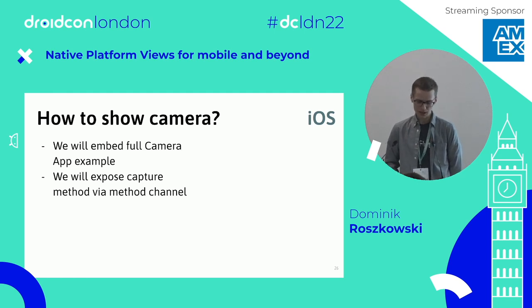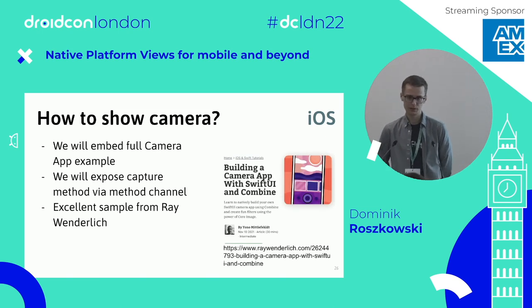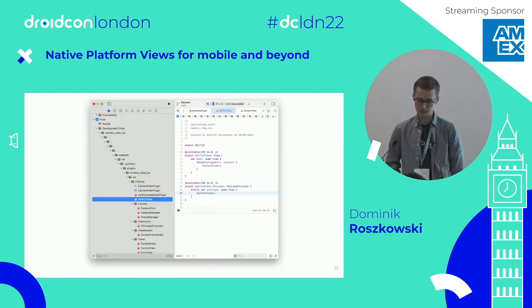And we will expose some methods for the method channel so that we will be able to control, take a picture and switch the camera from the Flutter side. And we will use a sample app that uses a SwiftUI camera view. This is from Ray Wenderlich, and this is an amazing tutorial, even about SwiftUI in general. So if you'd like to follow this, this is the article.